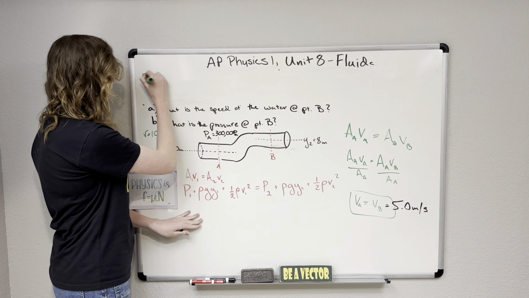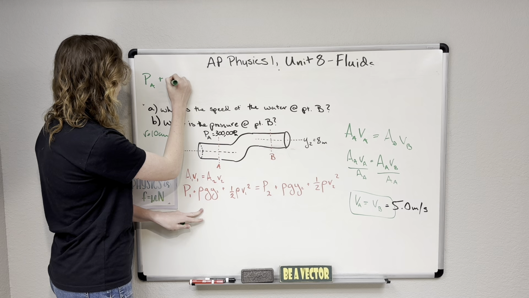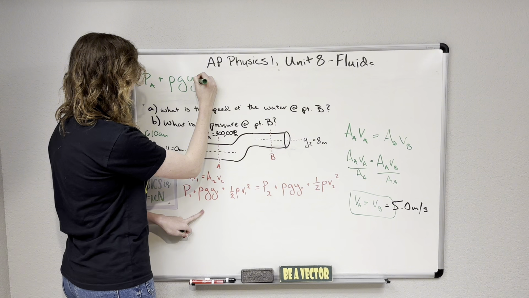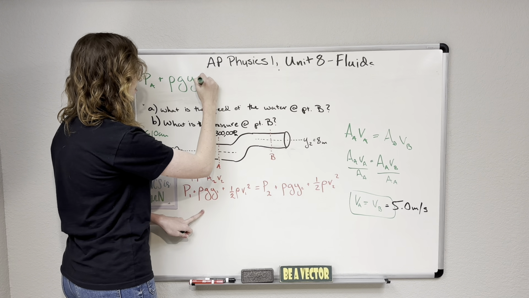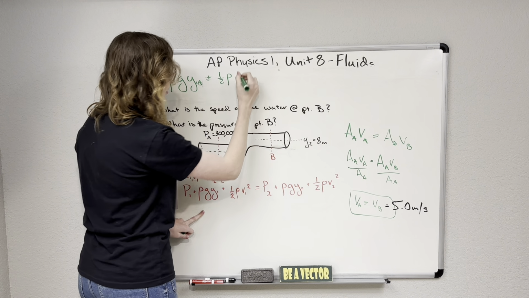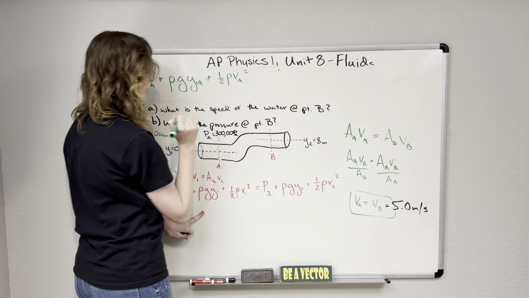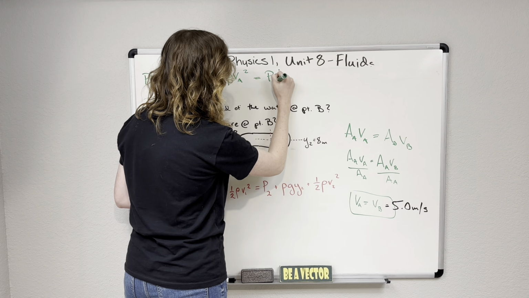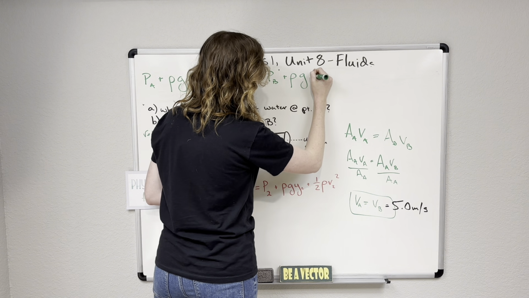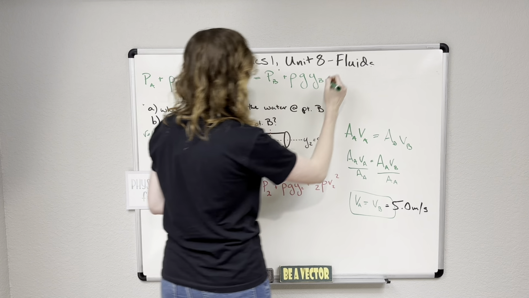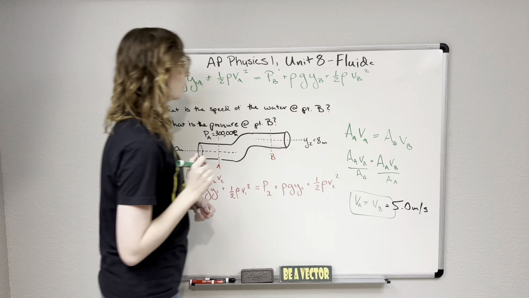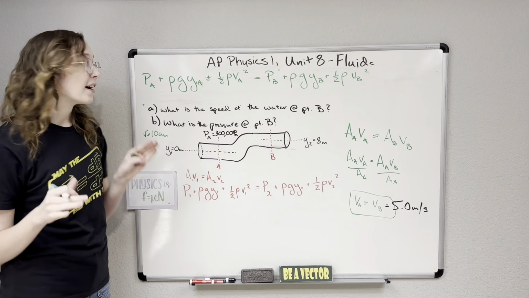Well, the pressure at point A plus rho, the density of my fluid at point A, times the acceleration of gravity times my height at point A, I'll do a capital A here to be consistent in my notation, plus 1/2 the density times the velocity of my fluid at point A squared has to be equal to the pressure at point B plus rho, the density of my fluid, times the acceleration of gravity times my height of point B plus 1/2 my density times the velocity at point B squared. That's really gross, but we can simplify this down a little bit.